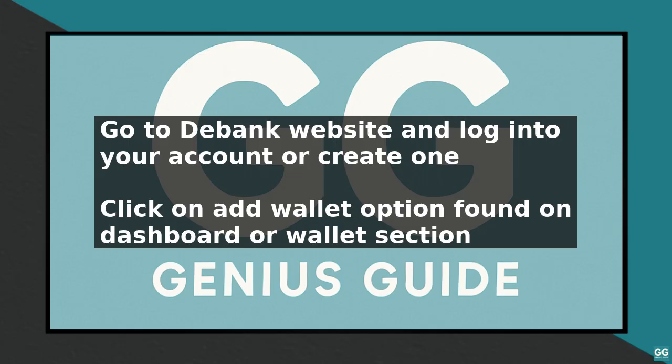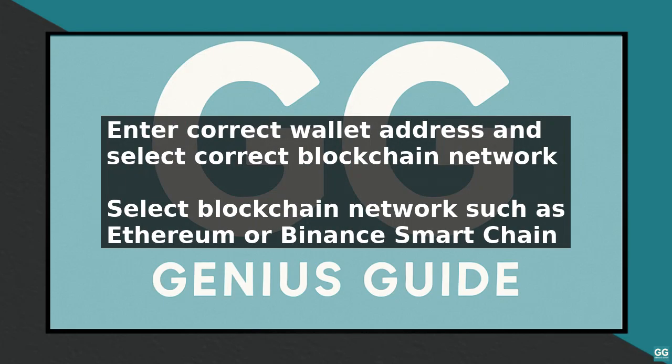After entering your wallet address, select the correct blockchain network, such as Ethereum, Binance Smart Chain, or others, depending on the type of wallet you are importing. This is crucial as different blockchains have different wallet addresses. Once you have entered your wallet address and selected the blockchain network, click on the Import button.